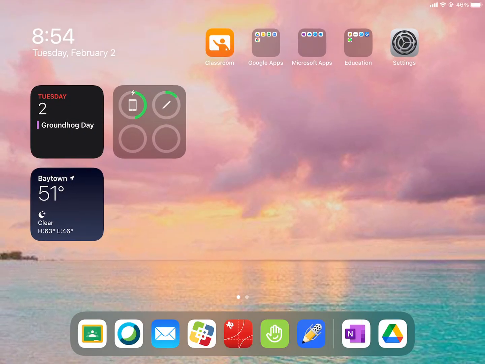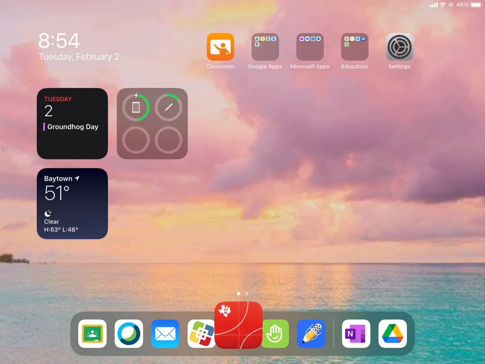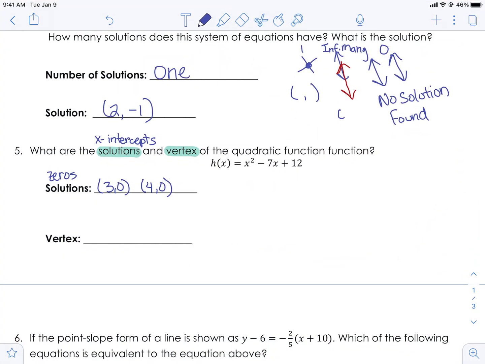Okay, then to find the vertex, if we just hover over where the vertex is, notice it says it's a minimum. That is the lowest point, which is also the vertex, and it tells me it is 3.5 and negative 0.25. So 3.5 and negative 0.25. And again, it told me it was a minimum. That's just extra knowledge.